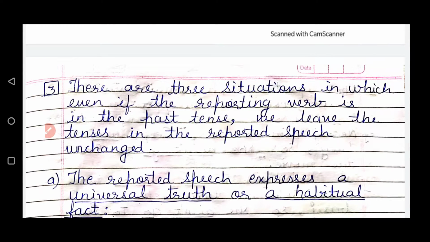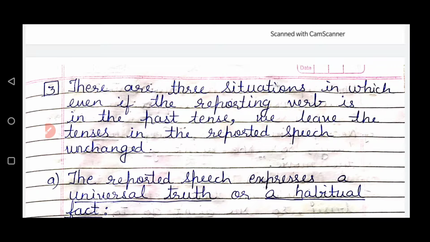Now there are three situations in which even if the reporting verb is in the past tense, we leave the tenses in the reported speech unchanged. Now just now in the above examples we saw that if the reporting verb is in the present tense, our tenses will not change, right? And next we also saw that if our reporting verb is in the past tense, then we change the tenses accordingly. Now there are three situations where we do not change the tenses.